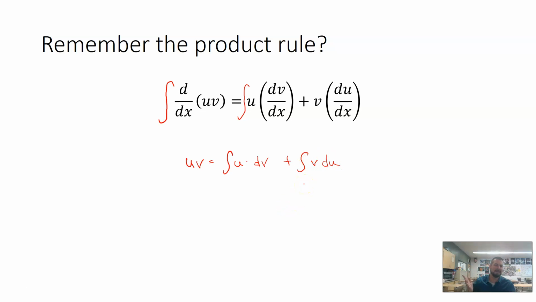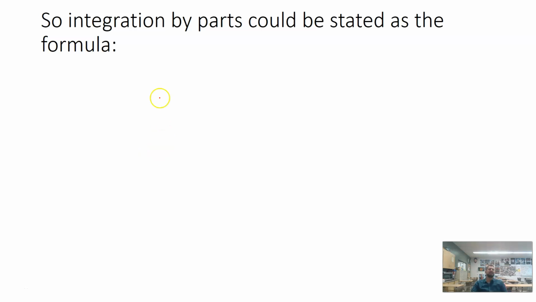Now, this next part, it makes sense that we could do this. You might be saying, well, why would I ever want to do this? If I wanted to, I could subtract the integral of V du from both sides. So I would have UV minus the integral of V du is equal to the integral of U times dV. Now, this is our formula. You could say that the integral of U times dV, and I'll explain what that means in just a second, is equal to U times V minus the integral of V times du. This is our formula for integration by parts.